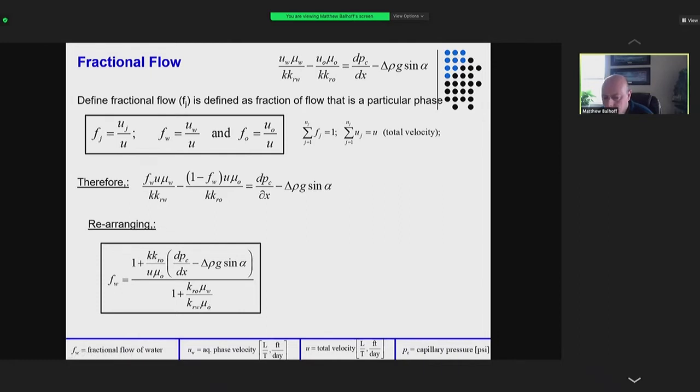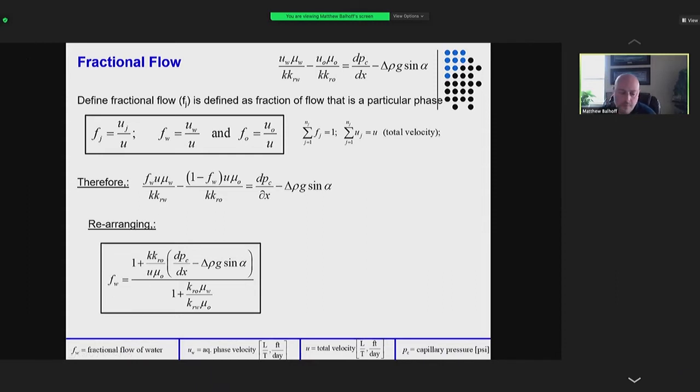So this is a little complicated, okay? What it tells us is that if you wanted to know what percent of the flow is water, the fractional flow of water versus oil, you would have to know things like the permeability, the relative permeability, the total velocity, the viscosity, the capillary pressure gradient, dip angle, density difference, etc. Okay, but those are all things that we would normally know, so you plug that in and calculate the fractional flow of water.